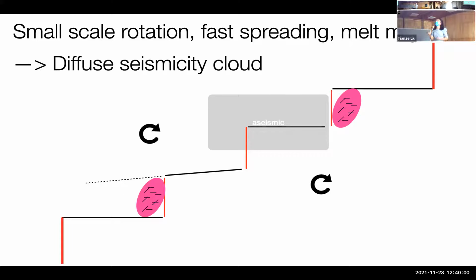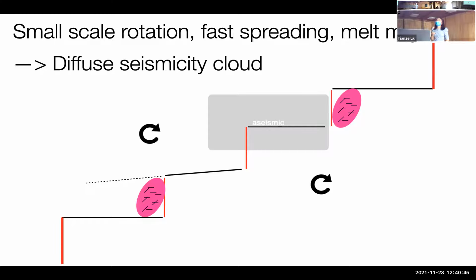So here is what we infer from our system. We think that the small plate rotation, melt migration, and the fast spreading center can cause a strong damage of the fault materials along the small spreading center. And this strong damage could facilitate fluid circulation into the deeper part of the mantle to generate those deep seismicities.